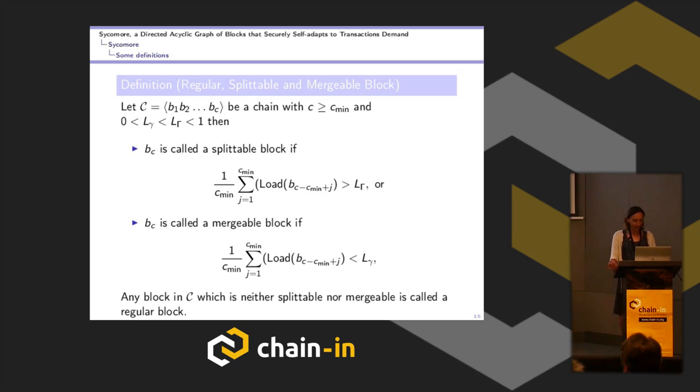Okay. And now a block is a splittable block if the average load of the C min last blocks of the chain exceeds the overloaded threshold. You say that a block is a mergeable block if the average load of the C min last blocks of the chain undershoots the underload threshold. And a block which is neither a splittable block nor a mergeable block is called a regular block. Okay, this is all the definitions I want to give you.